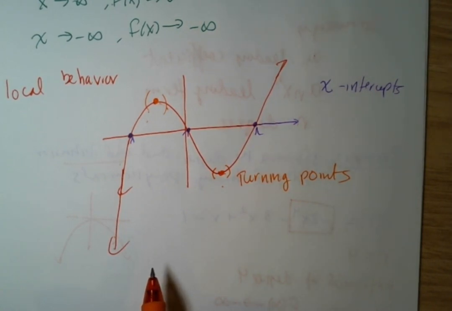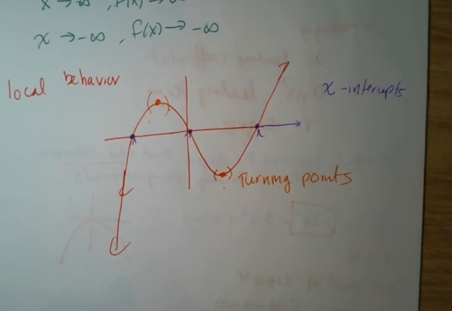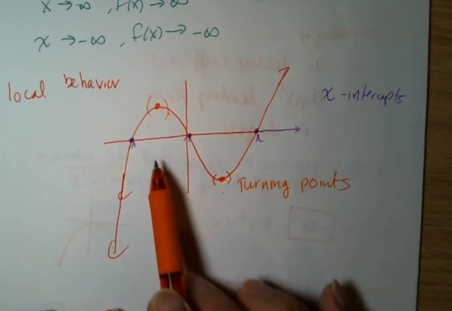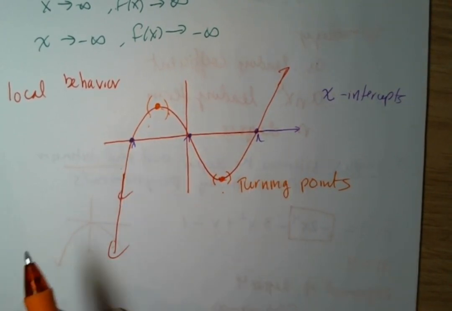Now, in this setting, we won't really go into finding these turning points. We just want to know that they exist. In fact, in calculus, we'll spend a lot of time actually determining what these local max and min are. But for now, we'll just label these as turning points. All right, now if we notice here, there are 3 x-intercepts and 2 turning points.